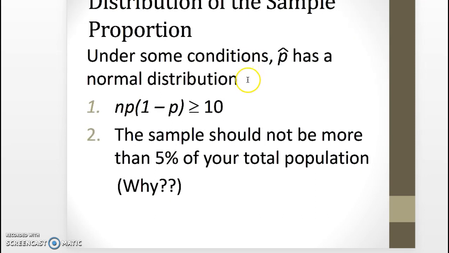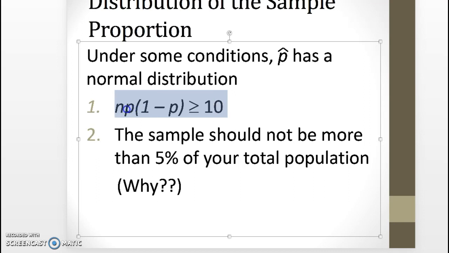Under some conditions, our p-hat is going to have a normal distribution. And the first condition that we're going to have to check out, instead of just looking at the n, is a combination of n times p times 1 minus p. Now you might say, hey, this first condition, n times p times 1 minus p is greater than or equal to 10. Well, we've seen that condition, and that's correct. We've seen this exact condition in the binomial.